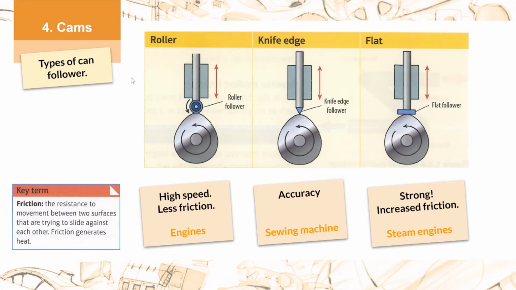So friction can be a good thing. It stops us falling over, the friction on the bottom of our shoes to the floor. But in a mechanism, friction is often a problem because it wastes energy and can cause heat.